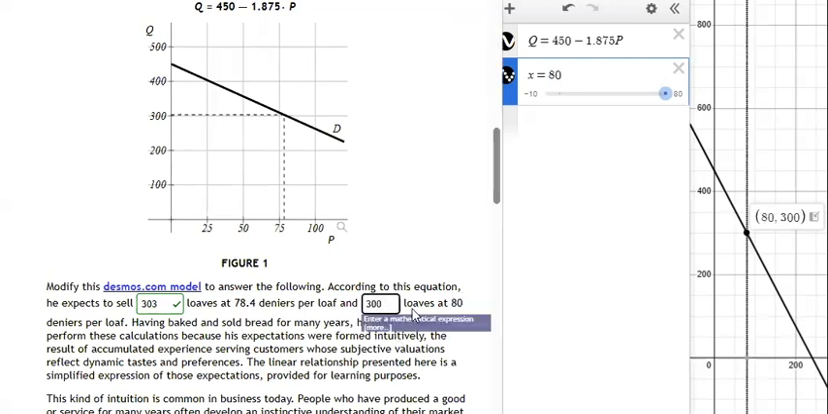When I press enter here, the dashed line will shift. This dash line will shift down to 300, and this will shift out to 80. It'll shift to the right. Because this value here corresponds to 78.4 deniers, and this dash line corresponds to 303 loaves. So when I press enter here, now the height of that dash line is exactly at 300, and this dash line has moved to the right just a little bit to 80 deniers per loaf.